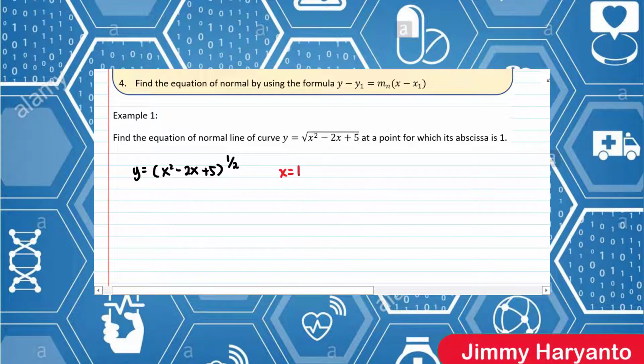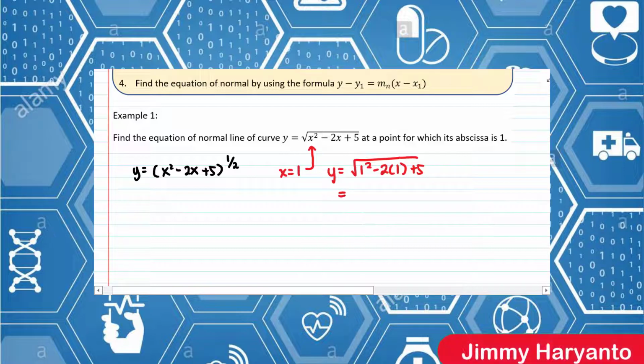So what we need is a point, right? Not only x, we need a point. So we have to find the point first before we continue to find the normal or tangent. If we have x equals 1, we can substitute the x into the y, so later we will get the value of y. y equals the square root of 1 squared minus 2 times 1 and then plus 5.